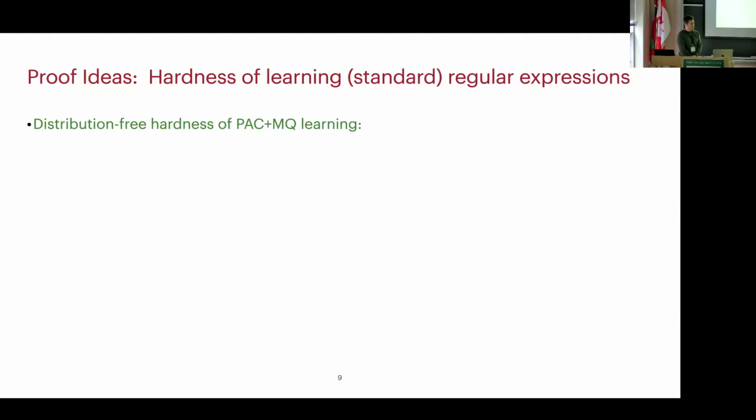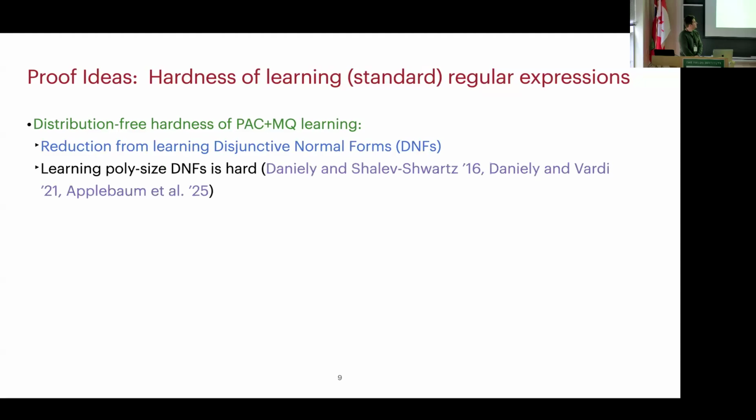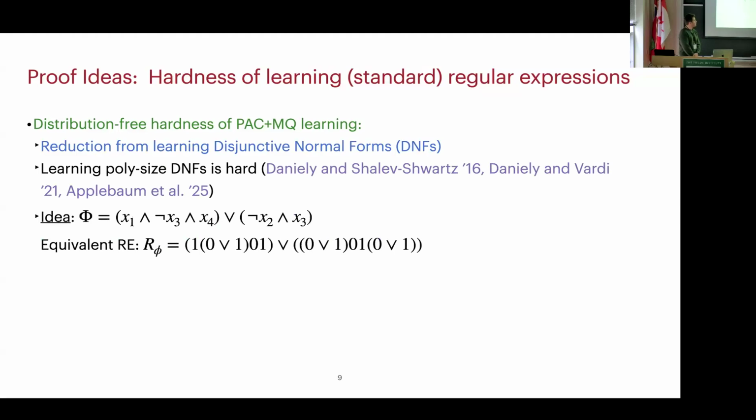Some proof ideas to show hardness for PAC and MQ, we have a reduction from learning DNFs. This is maybe surprisingly known to be hard only in the last 10 years. Nice techniques developed by Daniely and Shalev-Shwartz, Daniely and Vardi, and Applebaum. So the idea is very simple. We can translate any instance of a DNF to an equivalent regular expression with only a polynomial blowup. So this is a simple proof.